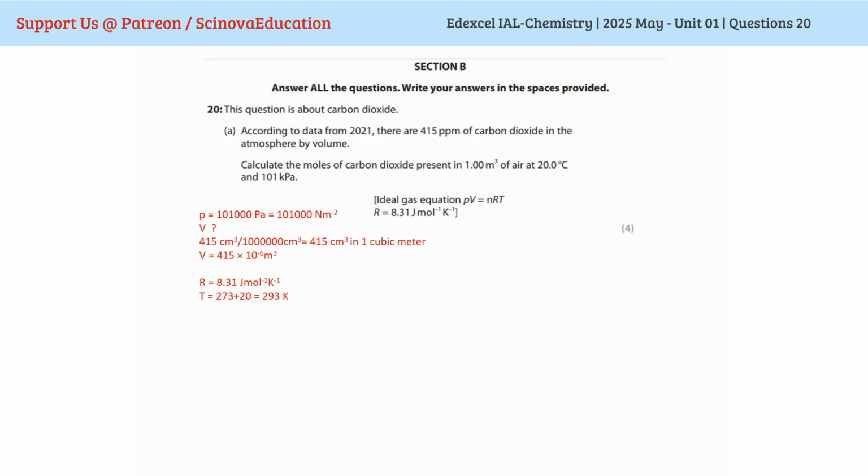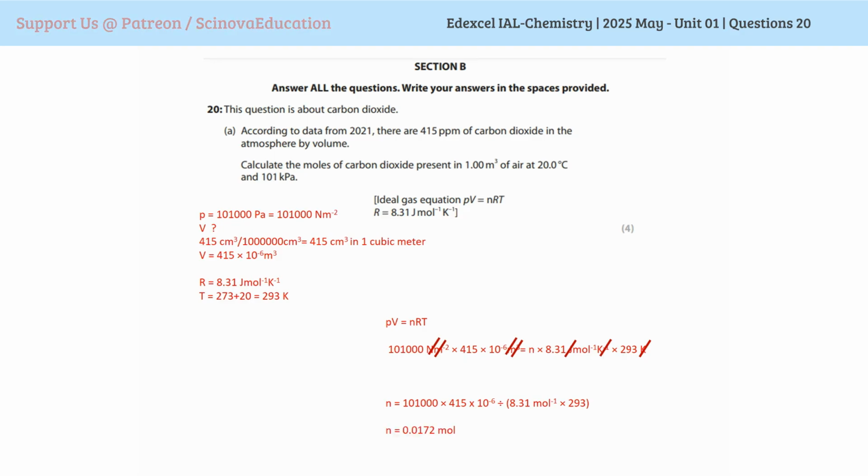Then R is given already. Then apply the values. Convert T into Kelvin. The relative temperature is given. You have to apply the absolute temperature. Then apply the values, and you can see easily the values are cancelling off. Per Kelvin, Kelvin, joules into this product, and everything else is getting cancelled off, and you are getting the answer in moles as 0.0172 moles.